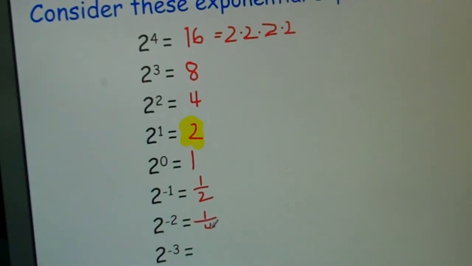1/4. Think about cooking. When you cut a half of a cup of flour in half, or divide it by 2, you have a quarter. So then what do you think is going to be our 2 to the negative 3rd power evaluation? I hope you said 1/8.